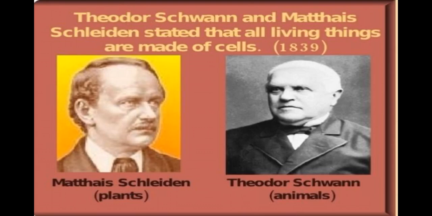Next scientists, those are Theodor Schwann and Matthias Schleiden, stated that all living things are made of cells. So they studied cells of animals and plants. Schleiden then believed that cells were seeded by the nucleus and grew from there. Similarly, Schwann claimed that animal cells crystallize from the material between other cells.